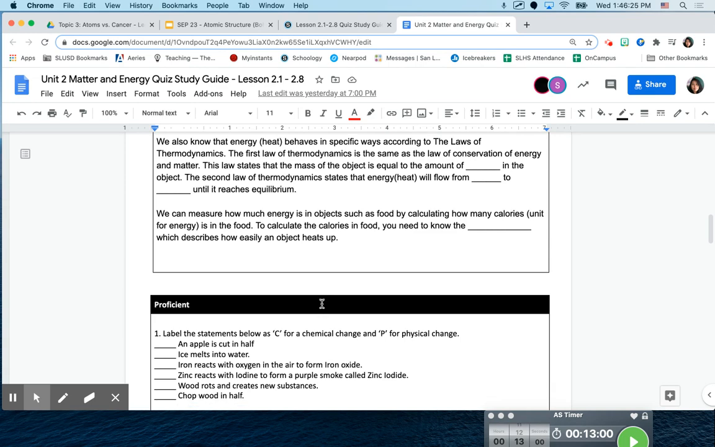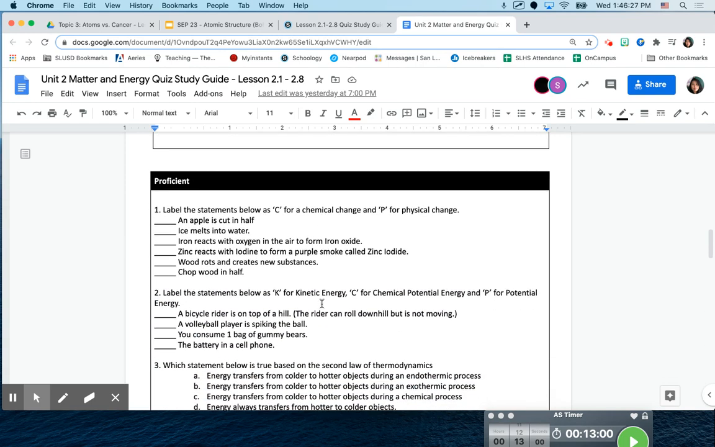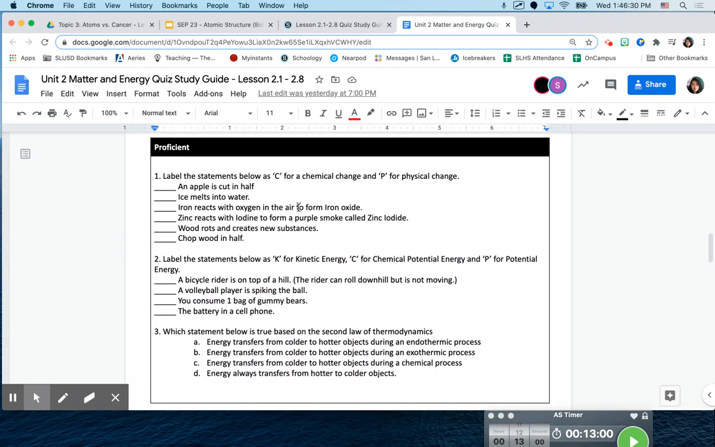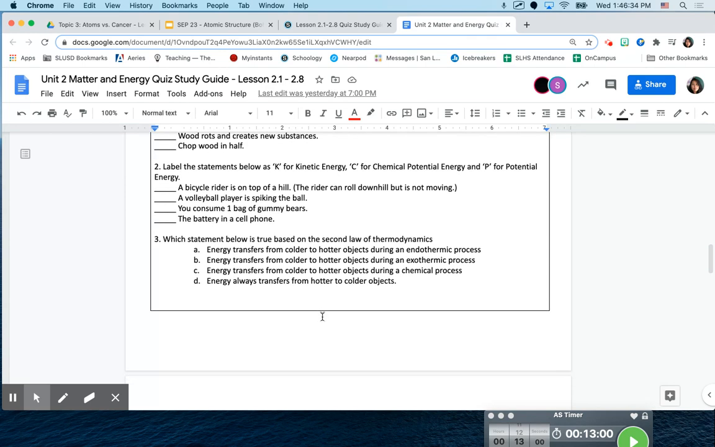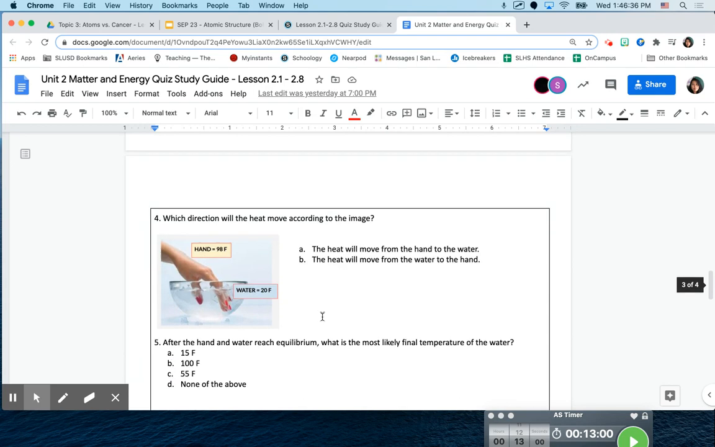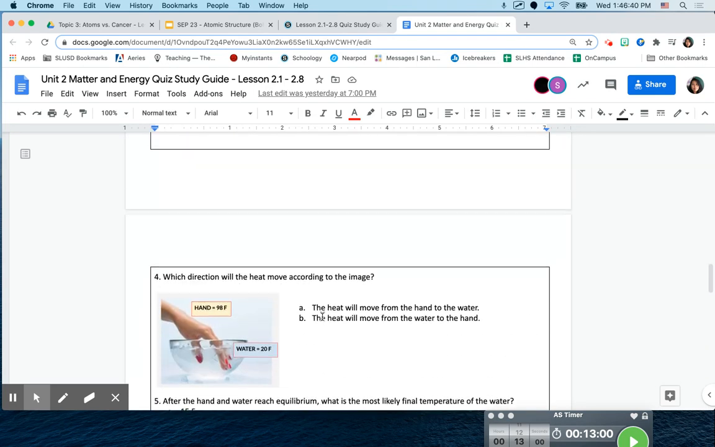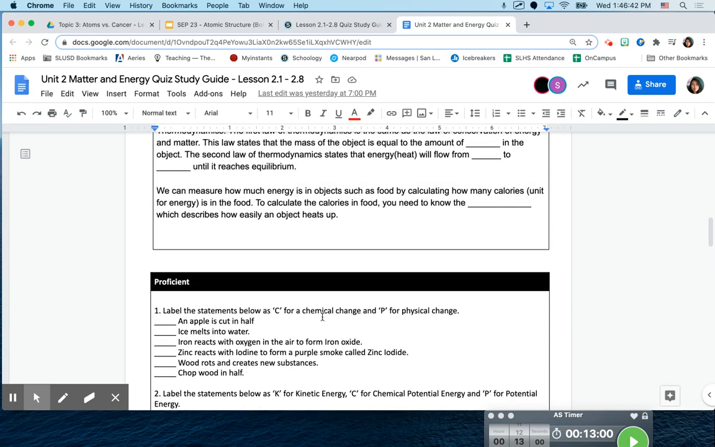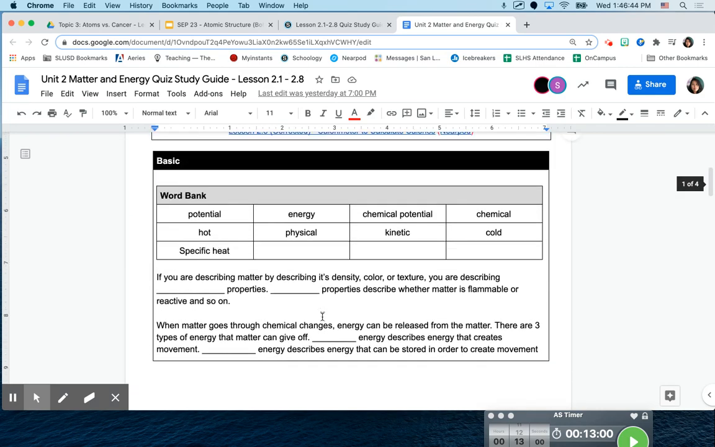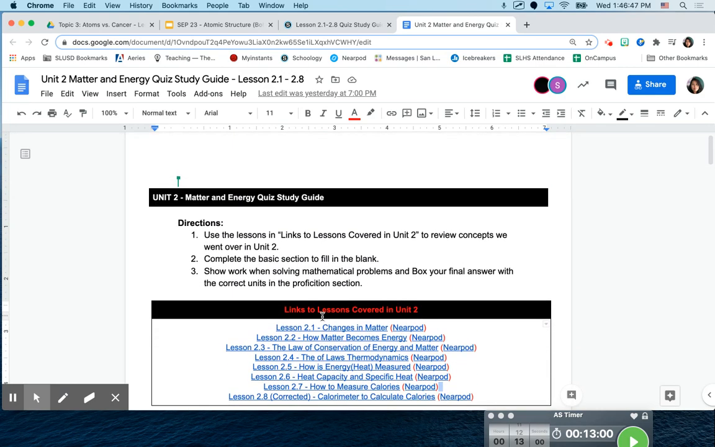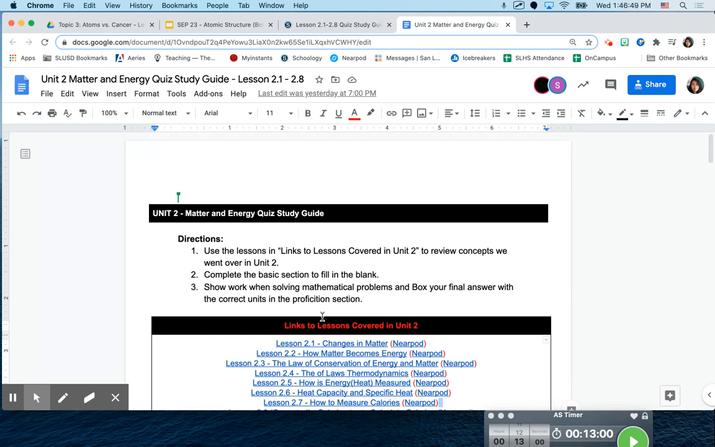If you scroll further down, in the proficient section, you'll see practice problems that you'll probably find on the quiz. All of these questions are optional to complete, but they'll be very similar to what you see on your quiz. And tomorrow, aka Thursday, September 24th, I will release the answer key to you in class.